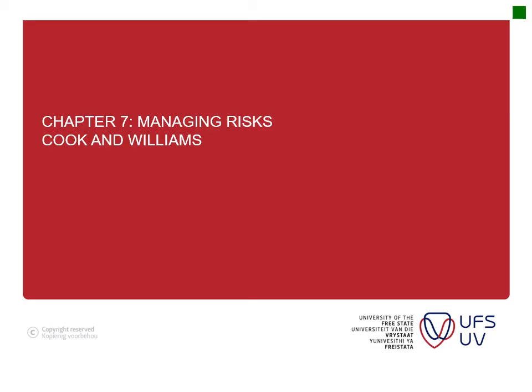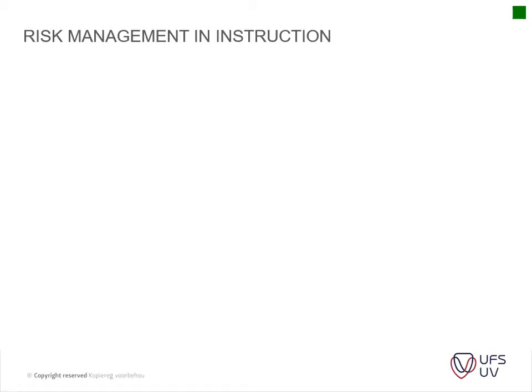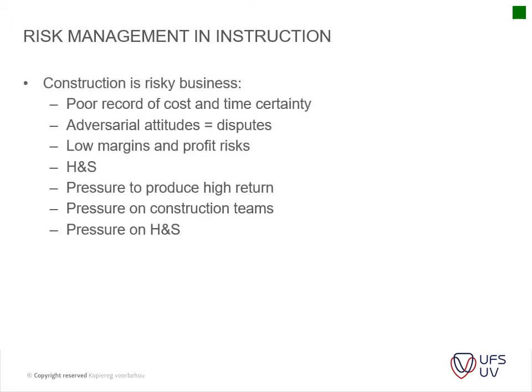Okay, so let's start. Managing risks, you will find it on page 116 of your textbooks. Cook and Williams starts with just identifying general items in construction risks. Construction risks, the construction industry is a very risky business. Usually there's poor record of cost and time certainty.